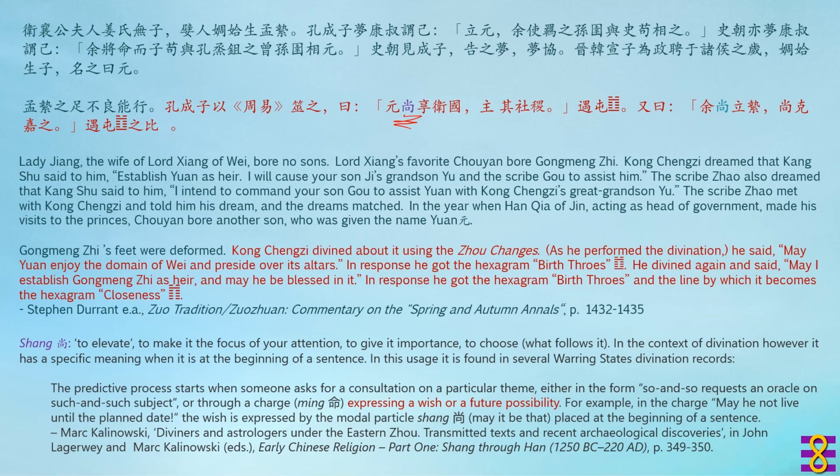For example, in the charge, may he not live until the planned date? Ew, that's a terrible charge. The wish is expressed by the modal particle shang, may it be that, placed at the beginning of a sentence. So, in this example, someone is wishing for a certain person to arrive at an early death, I think. Well, anyway, they consulted the I Ching about everything, I think. Or this must have been another kind of oracle, that's also possible.